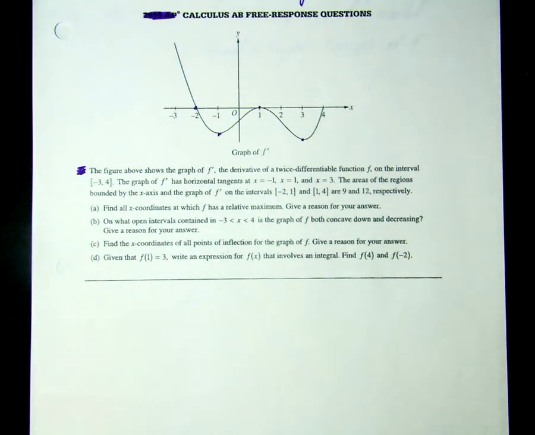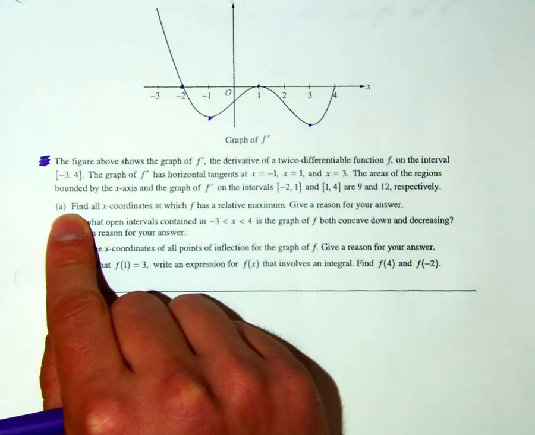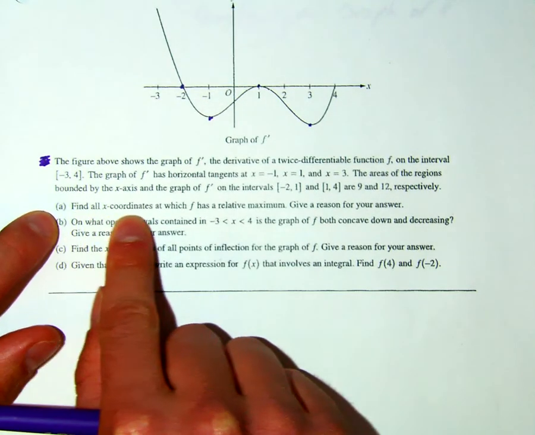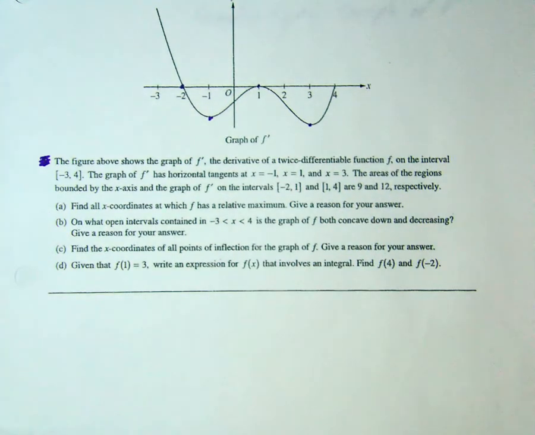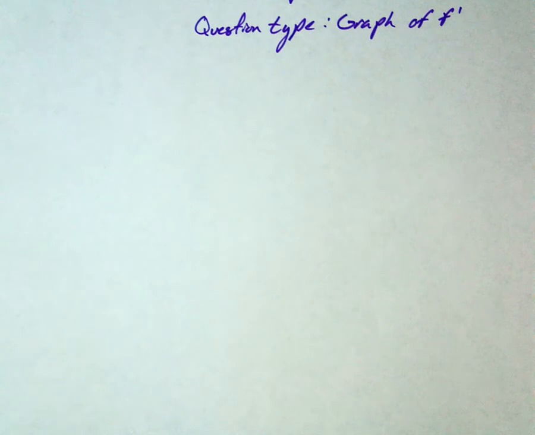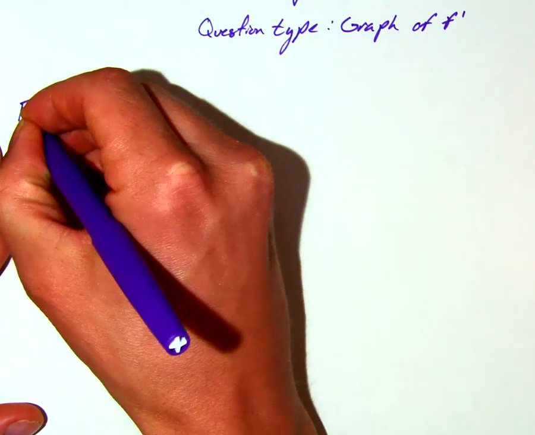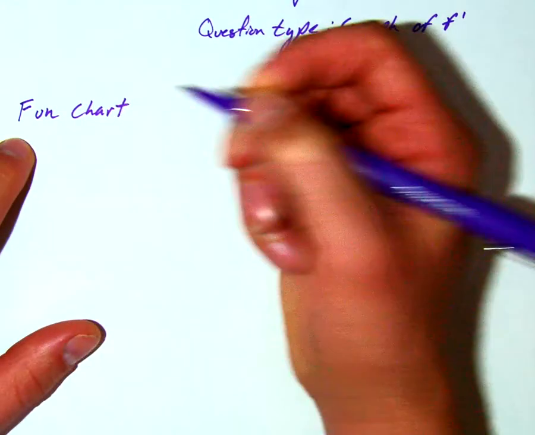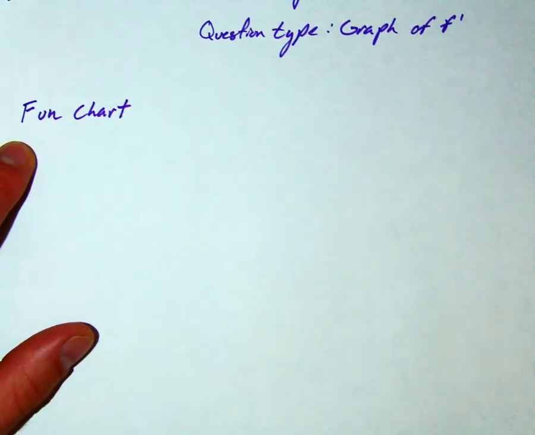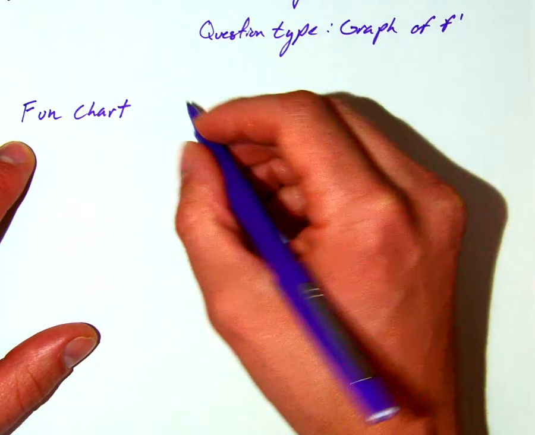All right, let's get started. I'm going to start with part A, since I'm the teacher and I know how to do most of this. Find all the x-coordinates at which F has a relative maximum. Give a reason for your answer. Now, a lot of these problems are going to involve what's called a fun chart. I call it a fun chart because not only is it enjoyable, but when you make it, it kind of spells the word fun. I'll tell you what I mean.